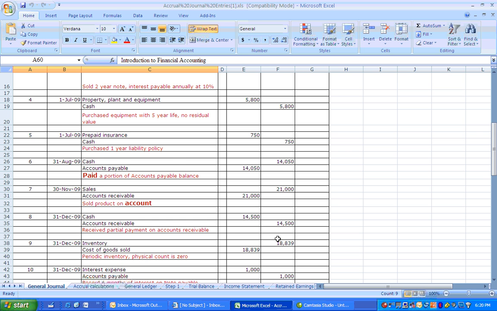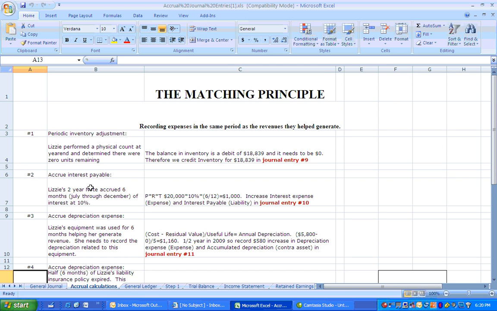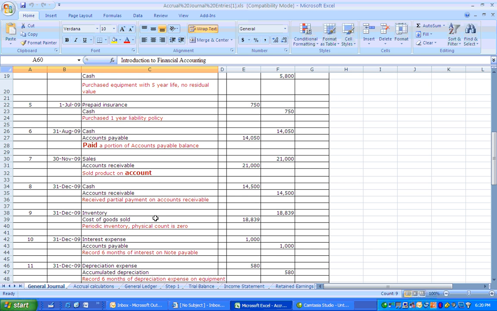Okay, next transaction. Interest payable. We recall Lizzie had a 2-year note with 10% interest, and she took that out. She sold that note on July 1st. So she's got 6 months in 2009 where she needs to accrue the interest. We are all familiar with principal times rate times time. So this is a $20,000 note times 10% interest times 6 out of 12 months, which gives us $1,000. Well, that is increasing interest expense, and it's also increasing interest payable. On the journal, I actually recorded that to accounts payable, and any current liability, we'd be happy with posting that.